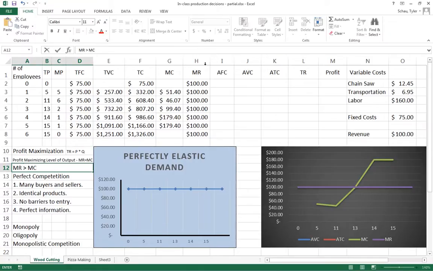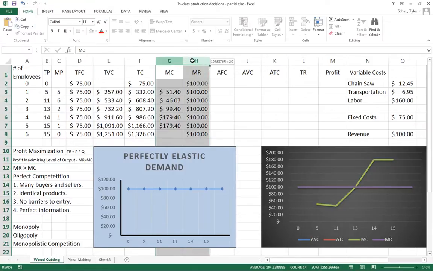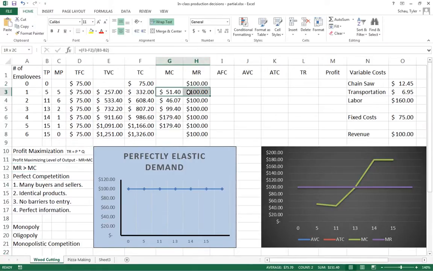Okay? And so what we're doing here is comparing these two columns. All right? So here, when we have one employee, we've got marginal cost of $51.40 and marginal revenue of $100. What that's saying is the amount of money we can sell each one of these cords of firewood for is greater than what it costs us to produce, so we should go ahead and do that because we're going to make money there. And then we add a second employee.